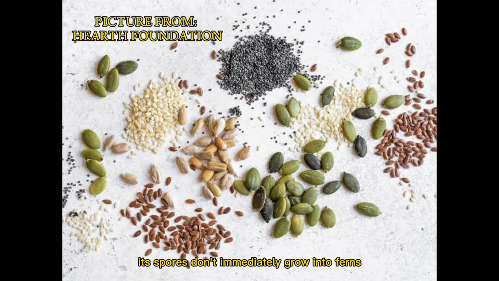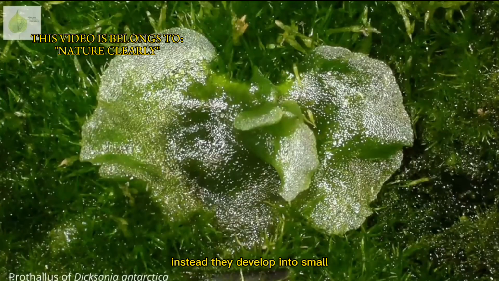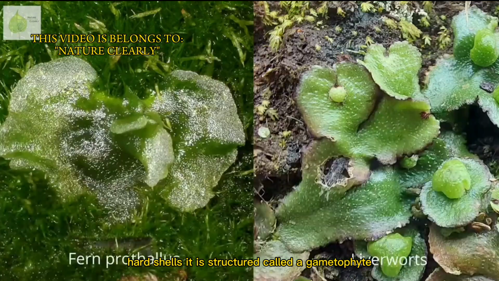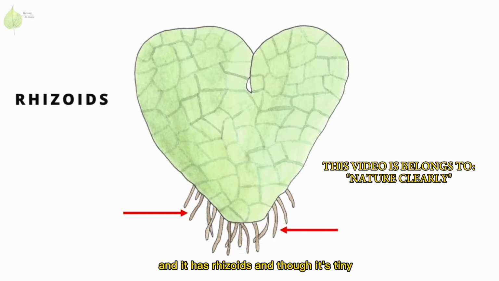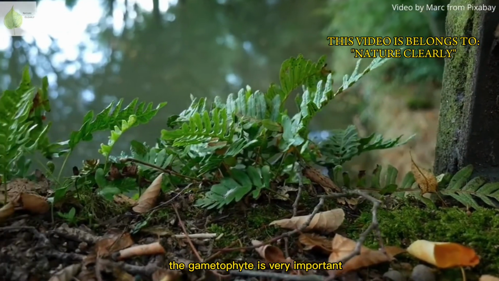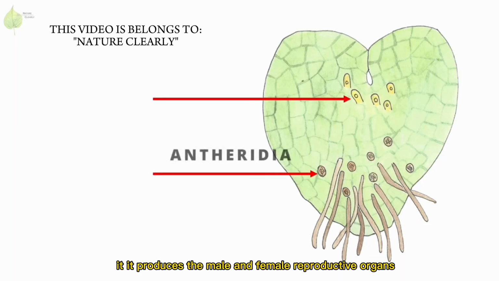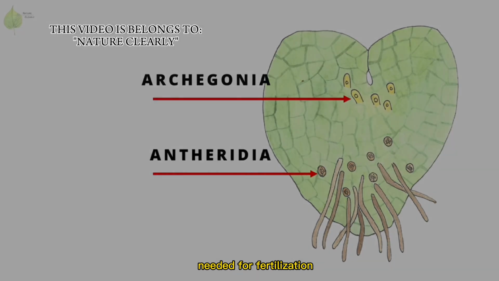Unlike seeds, spores don't immediately grow into ferns. Instead, they develop into a small heart-shaped structure called a gametophyte. It has rhizoids, and though it's tiny, the gametophyte is very important. It produces the male and female reproductive organs needed for fertilization.